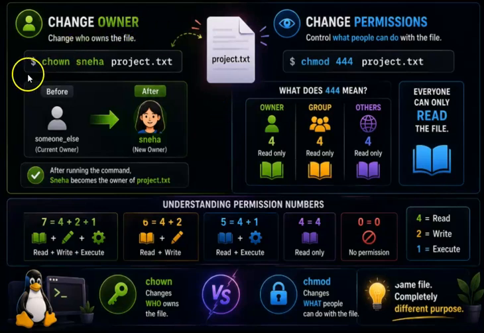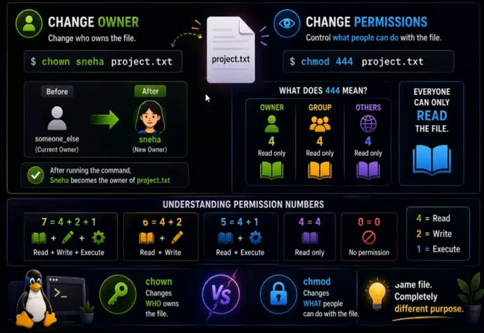Even though both commands, chown and chmod, work on the same file, they are solving two completely different problems. chown changes who owns the file, and chmod changes what people can do with the file.